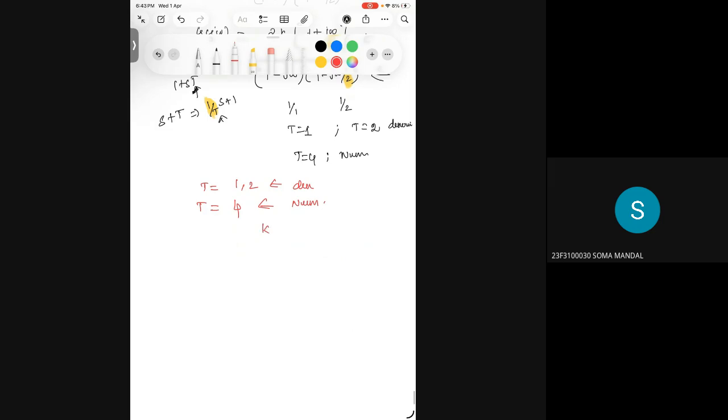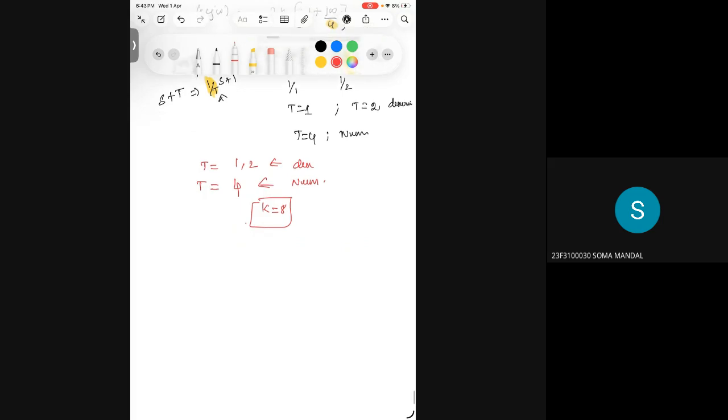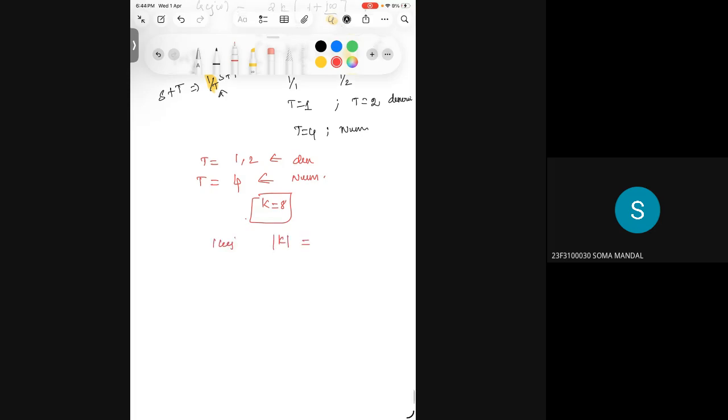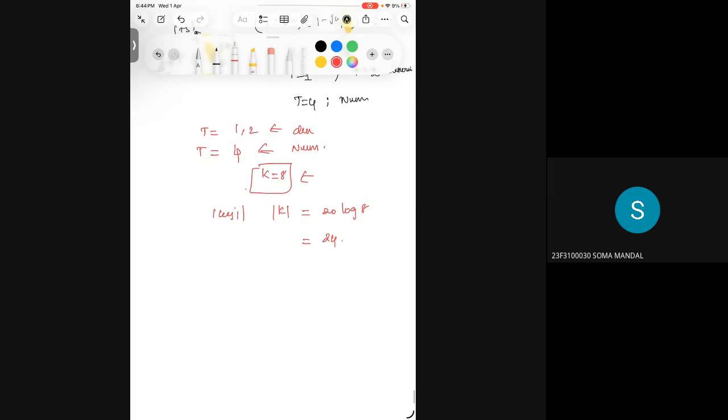They have given us k equal to 8. This is given in the question. Now, for a Bode plot, the magnitude for the constant gain alone is k only. So the magnitude of G of j omega for this k alone is 20 log of 8. It comes to around 24. So for 8, it will be 24 dB.